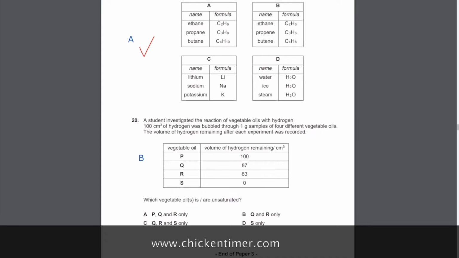But of course, if there are more double bonds in the vegetable oil, then more hydrogen will disappear. More hydrogen will be used up if there are more double bonds. So S is definitely unsaturated because there's zero hydrogen remaining. Yes. So then Q and R, there is some hydrogen that remains. So R will have more double bonds than Q, so it's Q, R and S. P definitely doesn't have any because all the hydrogen remains. Yes. So that's what this question means. So answer C. Okay? Get what they're trying to get at.